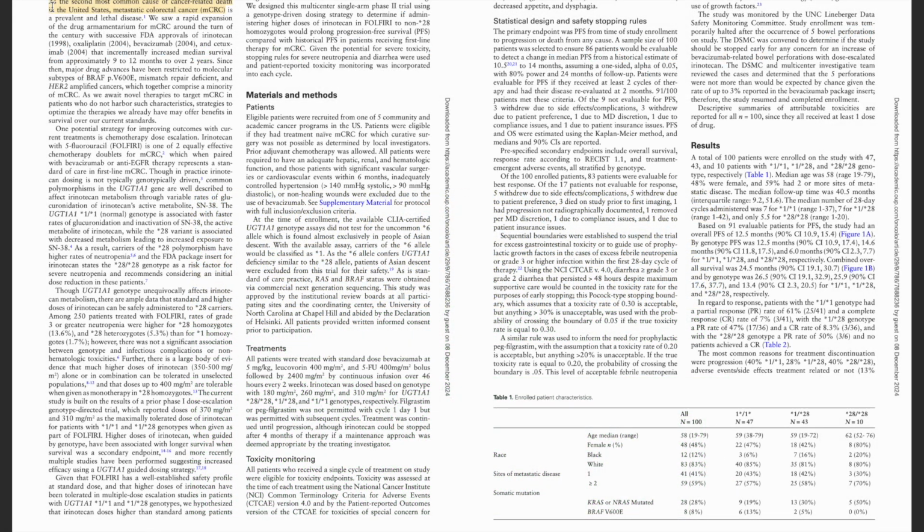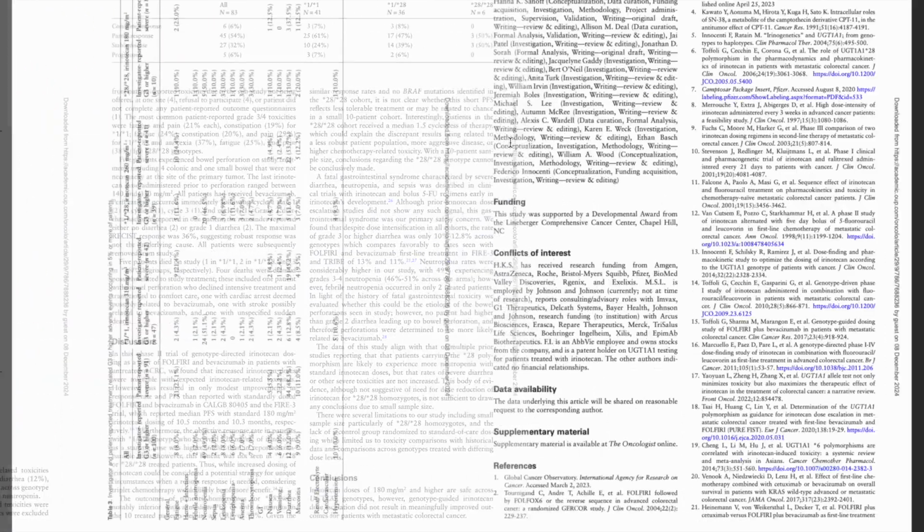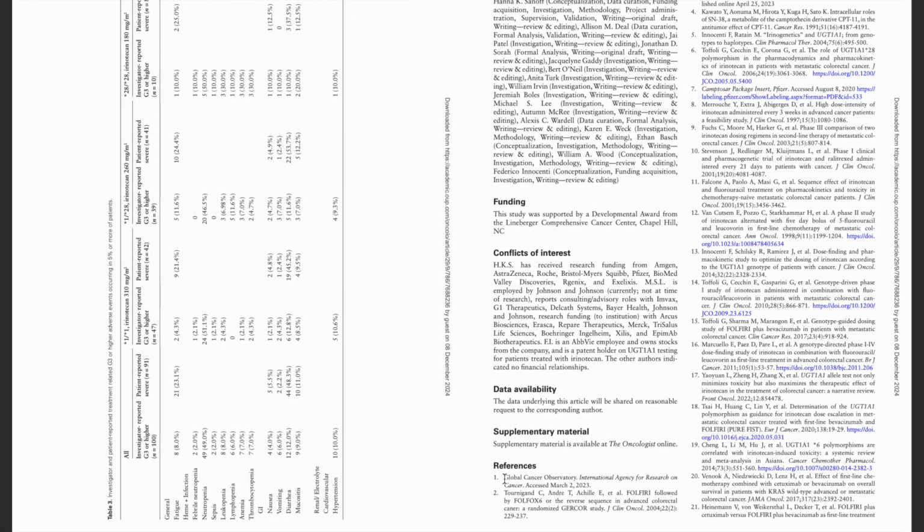The authors state in their first sentence, when they're setting the scene, as the second most common cause of cancer-related death in the United States, metastatic colorectal cancer is a prevalent and lethal disease. So let's just have a quick look at the citation. This is the Global Cancer Observatory from the International Agency for Research on Cancer, and they have the date that they accessed this information from. So a quick search online will direct you to the website where you can find this information.